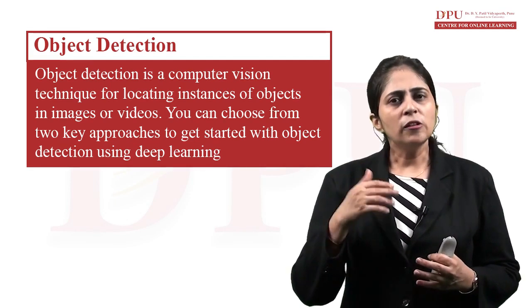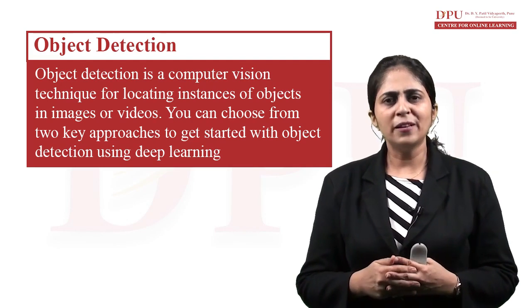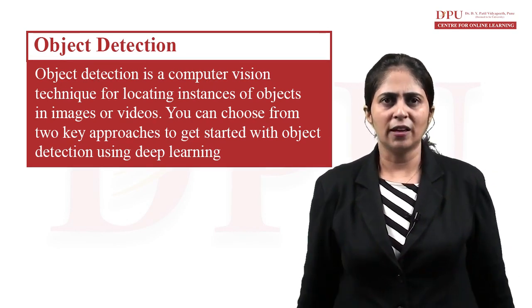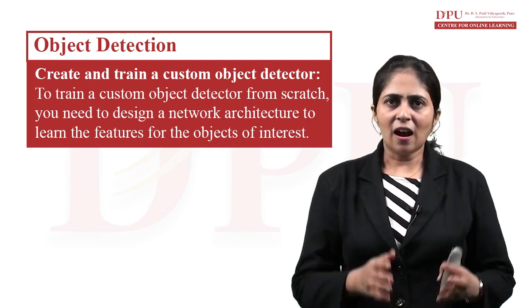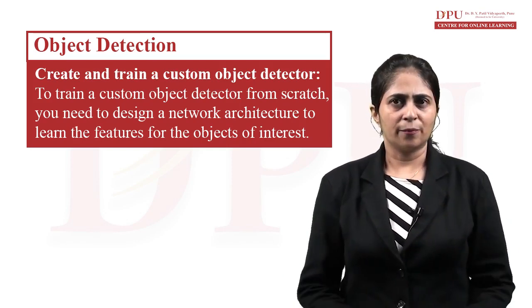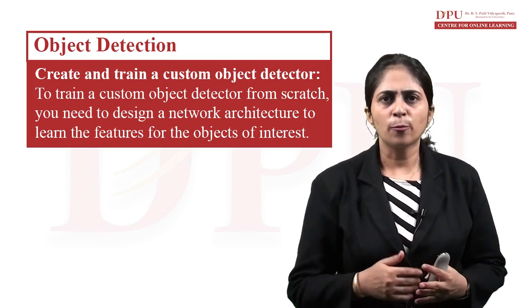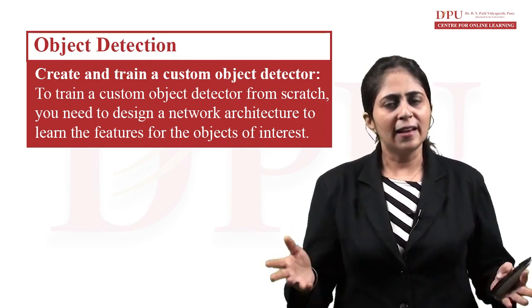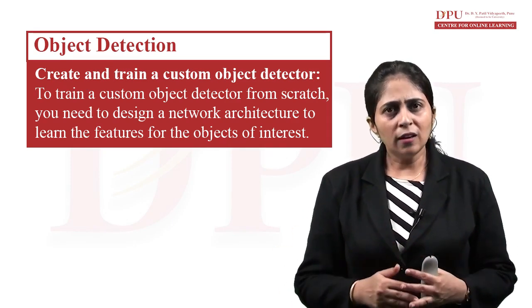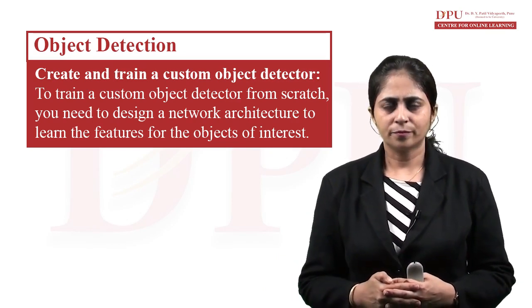Now, you can choose from two key approaches to get started with object detection using deep learning. First one, create and train a custom object detector. To train a custom object detector from scratch, what do you need? You need to design a network architecture to learn the features for the objects of interest.